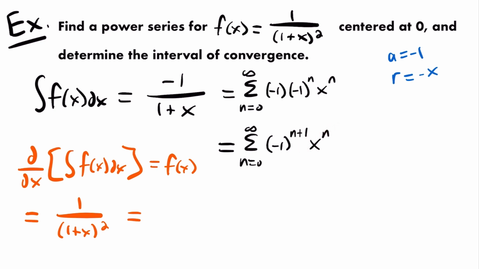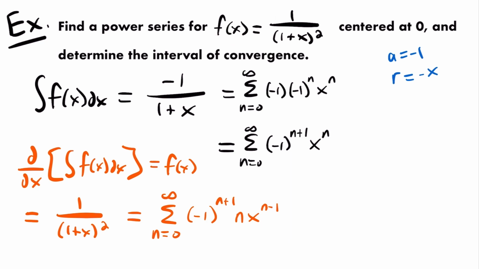So what we'll have is the sum from n equals 0 to infinity of (-1)^(n+1). That's not going to change, but what will change is this x to the power of n. We will now have n times x to the power of n minus 1. We multiply the exponent down and subtract 1 from the exponent. Okay, and so this right here is the power series that represents our function f of x.